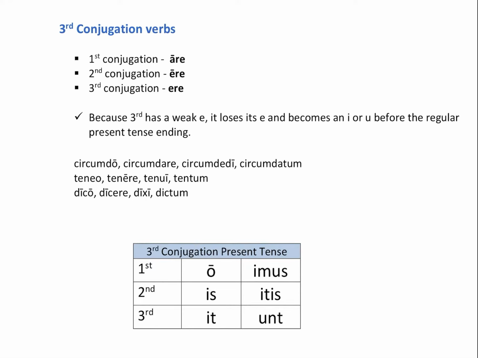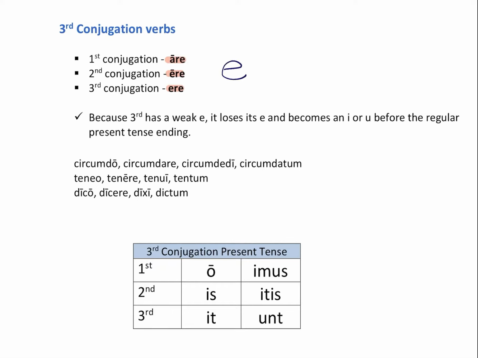First conjugation ends in ARE. Sometimes you'll see a macron above the A, sometimes you will not, but everything that ends in ARE is first conjugation. Second conjugation ends in ERE with a macron always over that first E. And then third conjugation, this is the new one, has an ERE as well, but there's no macron over that E. And we call that a weak E.